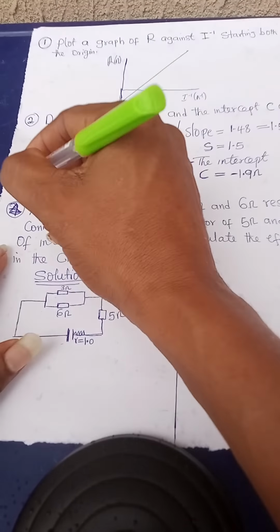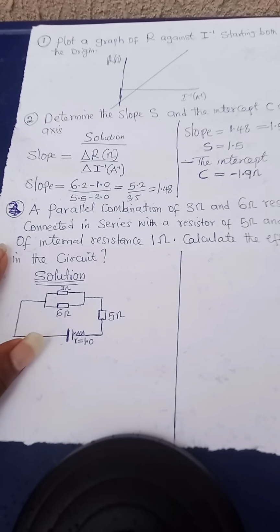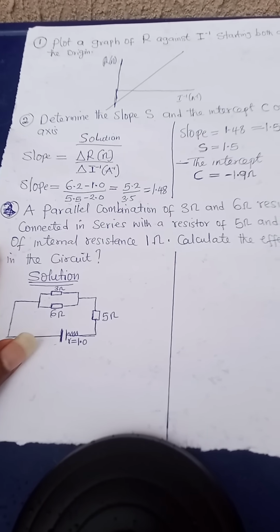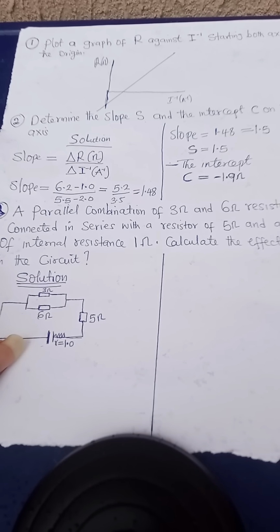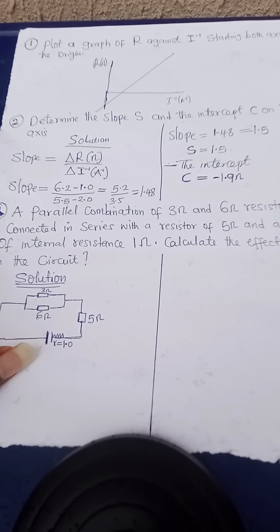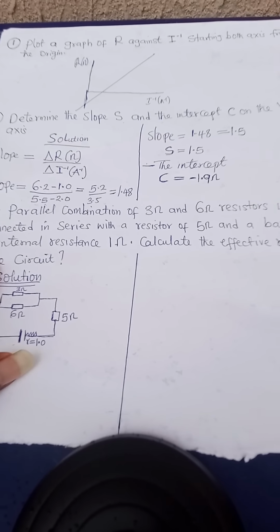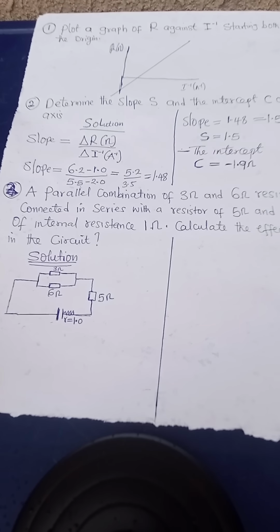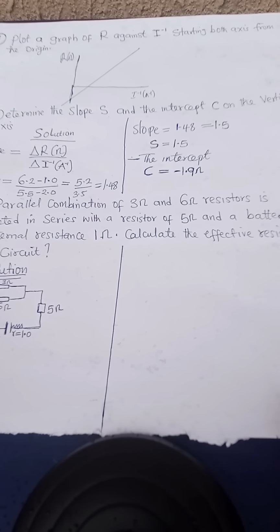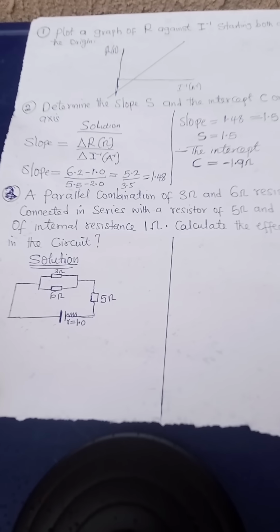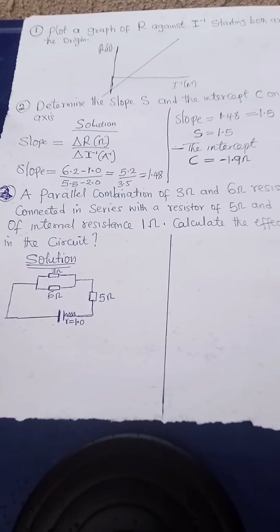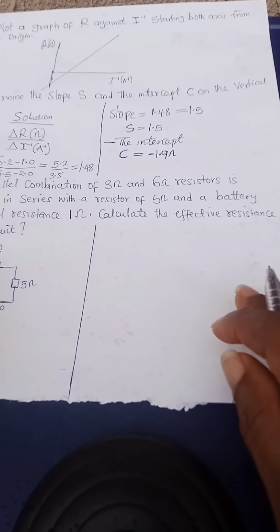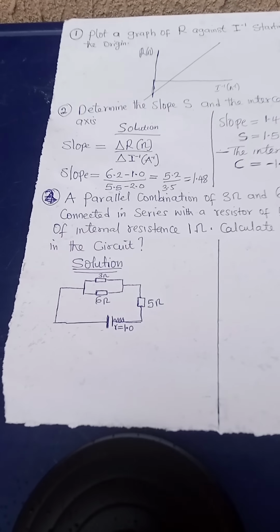It says question number 3. Question 6. A parallel combination of 3 ohm and 6 ohm resistors is connected in series with a resistor of 5 ohm and a battery of internal resistance 1 ohm. Calculate the effective resistance.